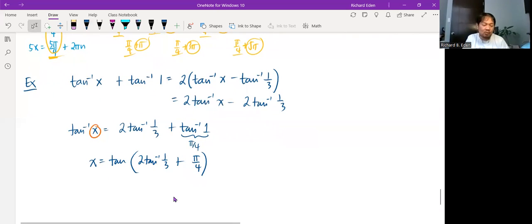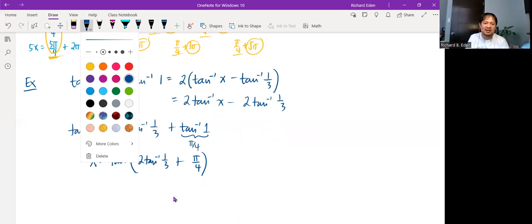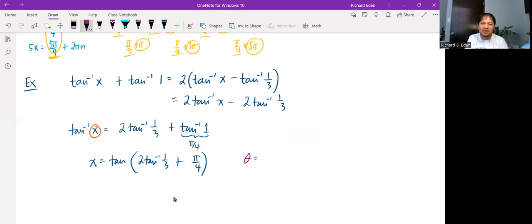But then, what we want to do is figure it out exactly. Now, tangent inverse of 1/3 is not exact, but it does not mean we cannot find the exact value of the whole thing. What do we do with inverse tangents? We assign them, right? Let theta be tangent inverse of 1/3. So that's theta.